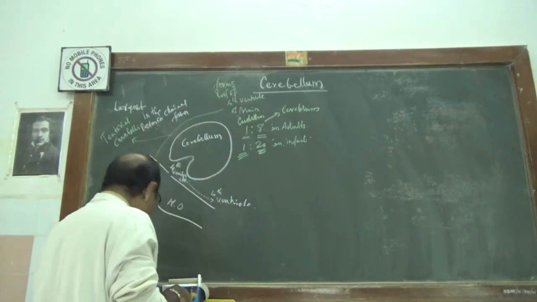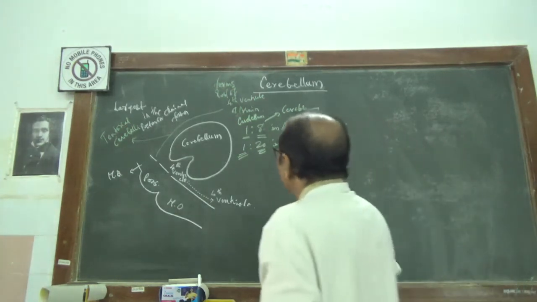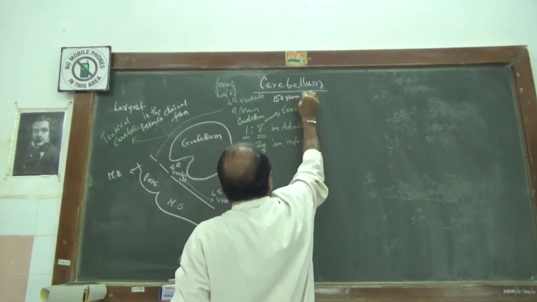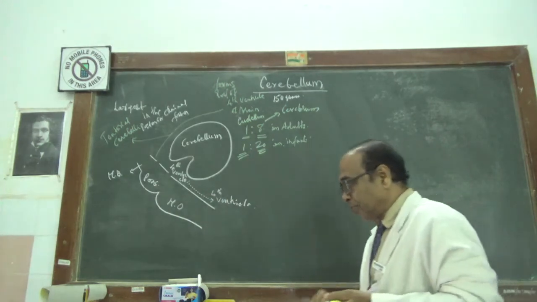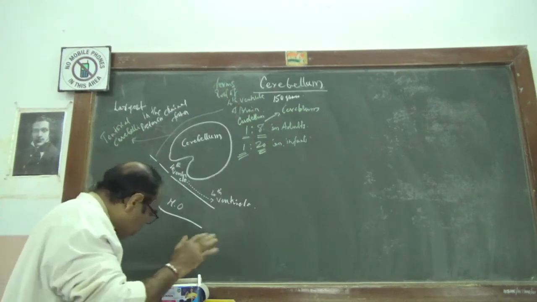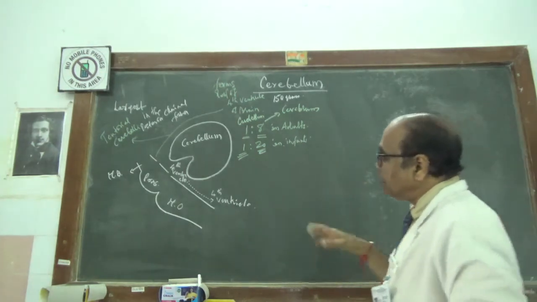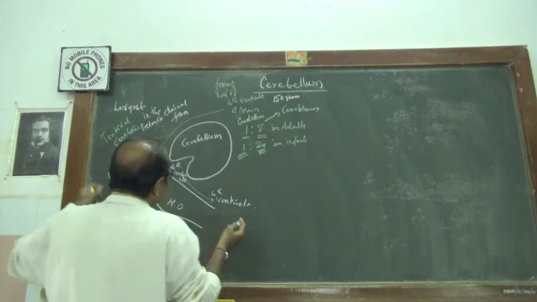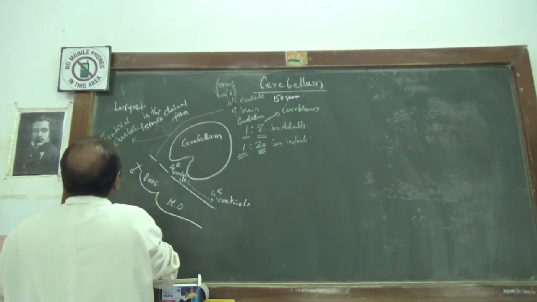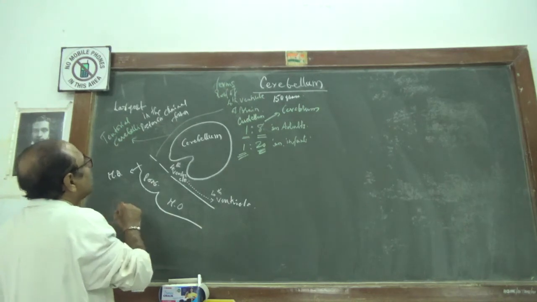And now what is the weight of the cerebellum? Weight is approximately 150 grams. Now this cerebellum is completely covered, not only by the tentorium cerebelli, which is a part of the dura mater.